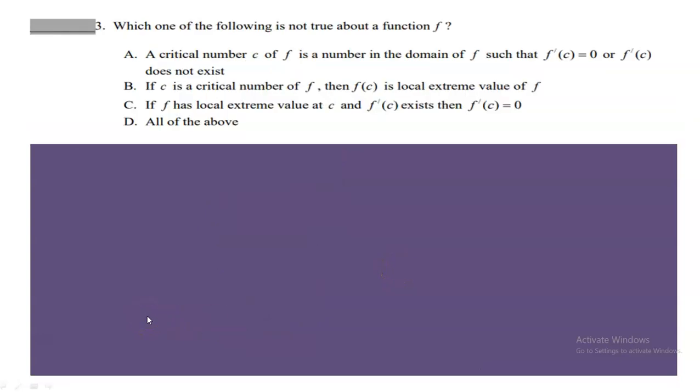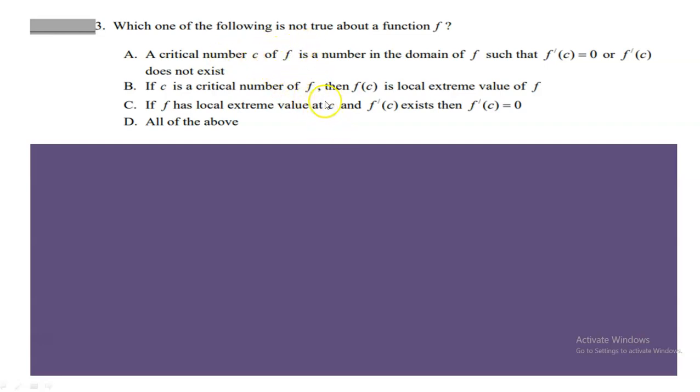Now proceeding to the next one, question number 3 says, which one of the following is true about this function f? And it's talking about critical number, as you see. And how do you define a critical number, students? A critical number is a number in the domain of the function where the derivative of the function at that particular critical number is either 0 or doesn't exist.